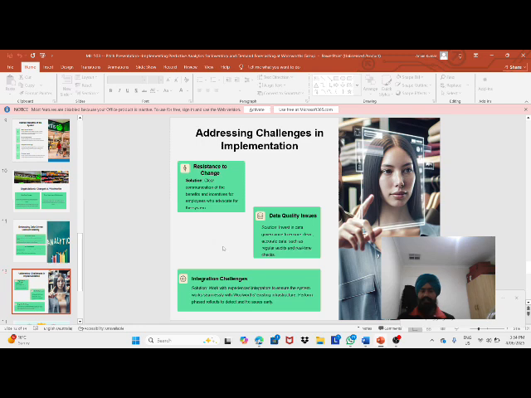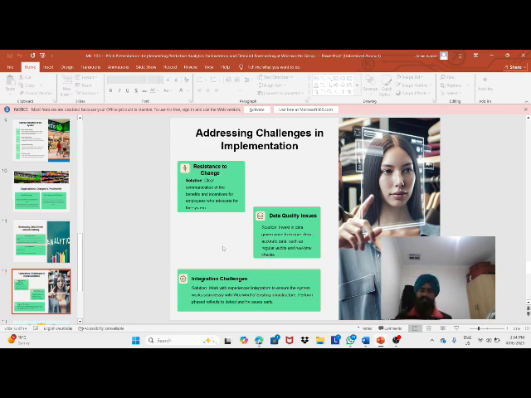And data quality issues. There are some other challenges, such as data quality issues. It could be addressed by investing in data governance to ensure clean and accurate data, such as regular audits and real-time checks. So it could be checked on a monthly, weekly, yearly, or quarterly basis. It could help them to be saved from data quality issues.